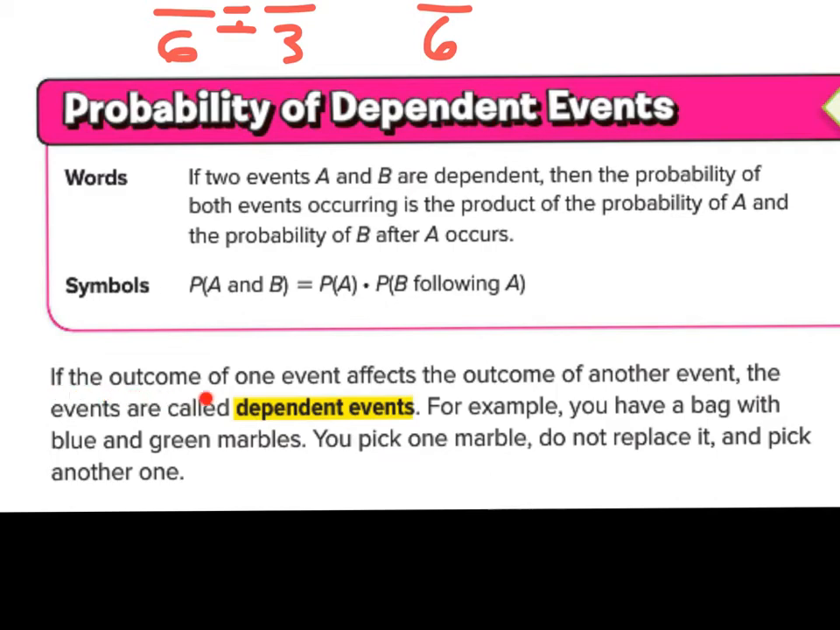If the outcome of one event affects the outcome of another event, the events are called dependent events. For example, you have a bag with blue and green marbles. You pick one marble. You do not put it back, and you pick another marble. What we're saying here is because in the first event you picked a marble, let's say you picked the blue marble, the only other marble you're going to have left in the bag is the green marble. Because you do not put the blue marble back, the second event will be definitely a green marble.